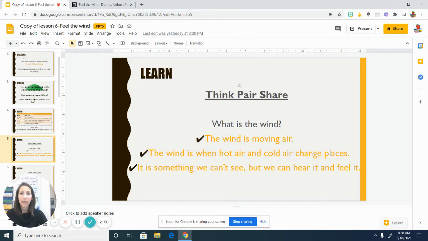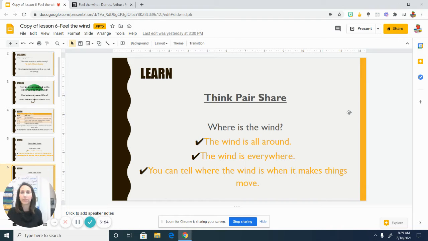Let's first think about some questions that might help guide us to figure out the essential meaning. What is the wind? Obviously this book was all about the wind, so that's an important question to think about. We learned that it's moving air. We learned that it happens when hot air and cold air change places. And it talked a lot about how it's something we can't see, but we can hear and feel it, and we can see the effects of it. So keep that in mind.